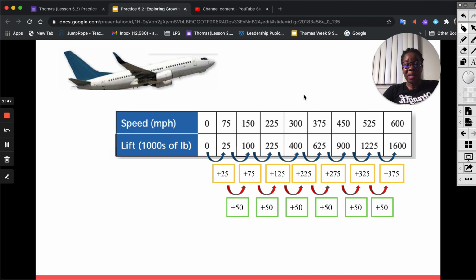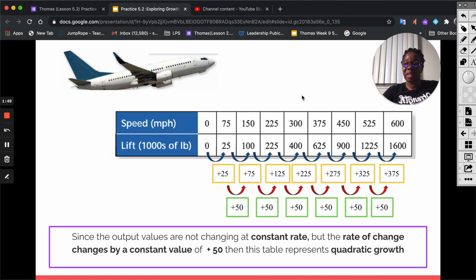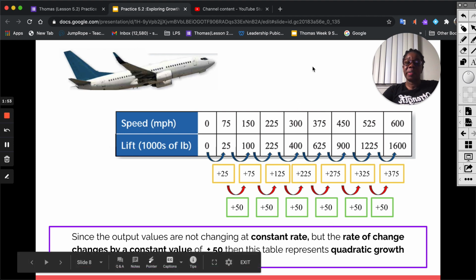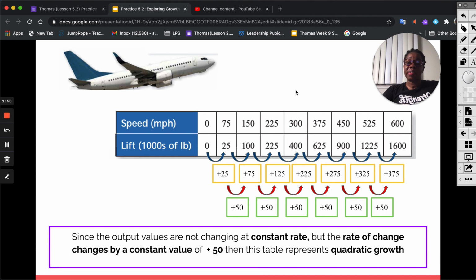What that means in this case is that the table representing the lift of the Boeing airplane represents quadratic growth. And we say that because the output values, even though they're not changing at a constant rate, the rate of change is changing by a constant value of plus 50. So this table represents quadratic growth. And remember, quadratic growth means that one of our terms is squared. So we know that our x term is going to be squared.